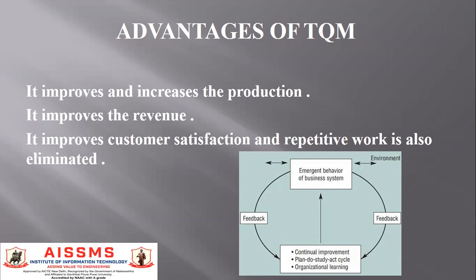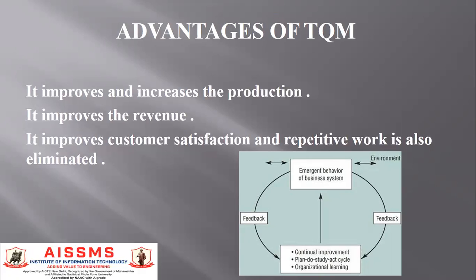It improves and increases the production, it improves the revenue, and finally, the main aim of doing this is it improves the customer satisfaction and also the repetitive work at the organization is eliminated. As you all can see in the diagram given below, emergent behavior of the business system. From this, the repetitive feedback is taken. The feedback helps the organization and the various processes which are adopted in the organization for continual improvement.